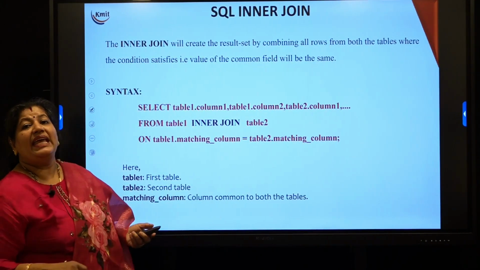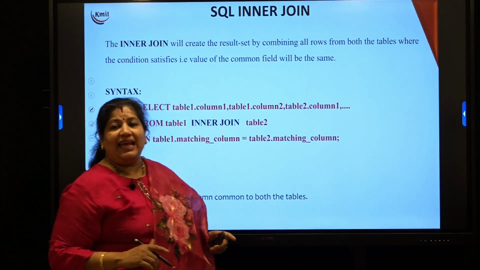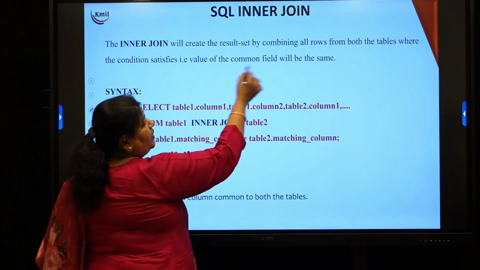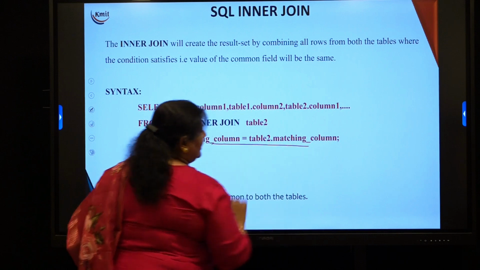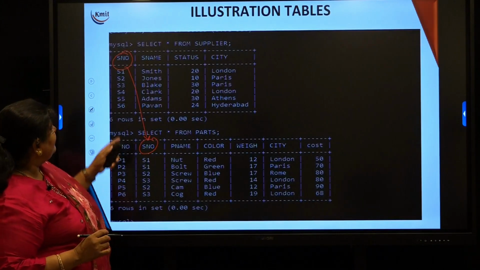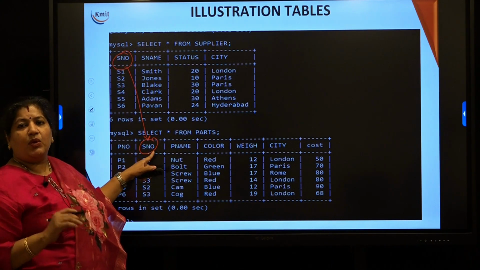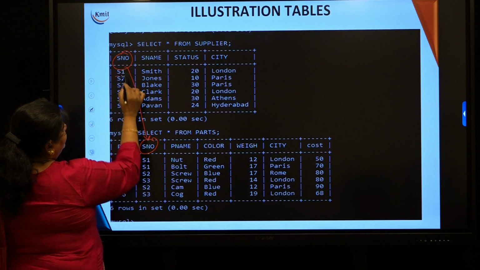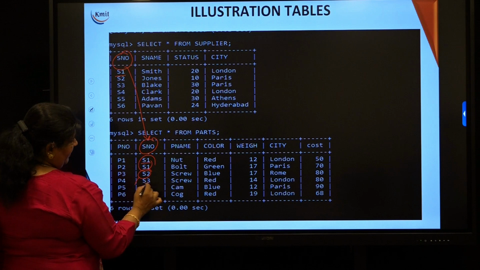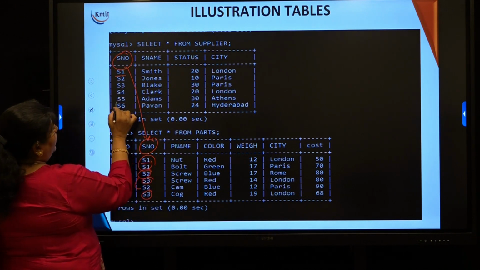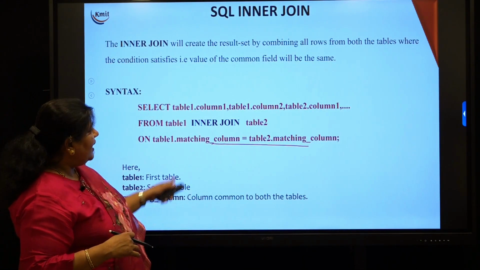Now let's come to the inner join. When I talk about the inner join, it will create the result set by combining all rows from both the tables where the condition is satisfied. There is going to be a matching condition. In our case, the S number of the supplier should match with the S number of parts. If you observe here, S1 is matching, S2 is there 2 times, S3 is there. Whereas S4, S5, S6 are not matching, so they will not be part of my inner join.